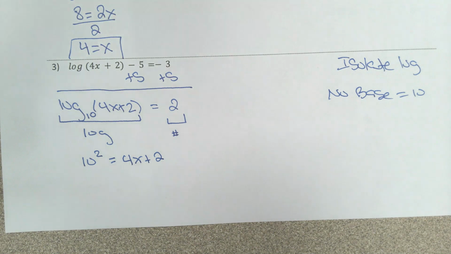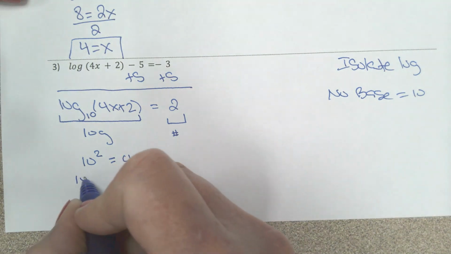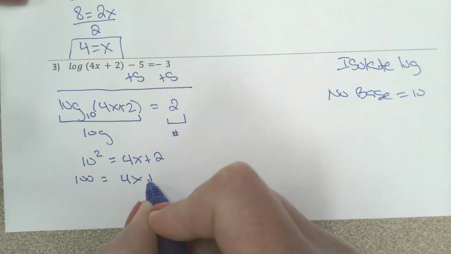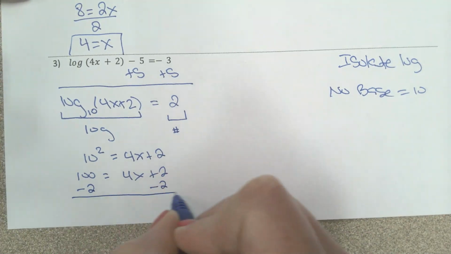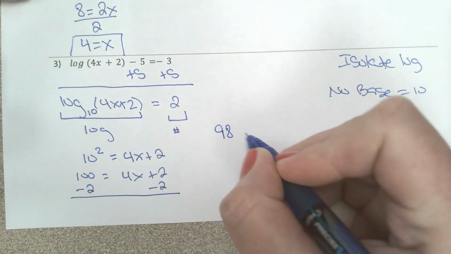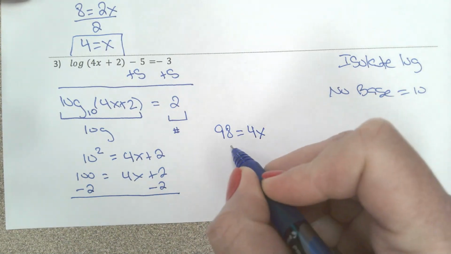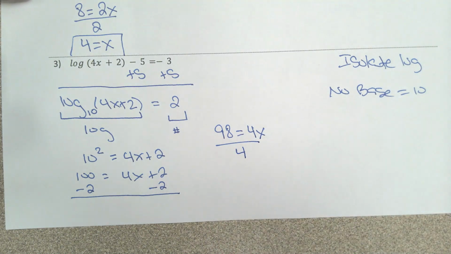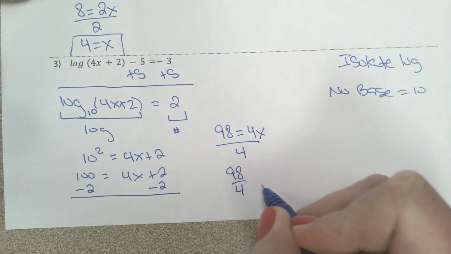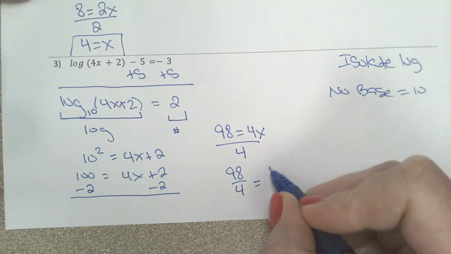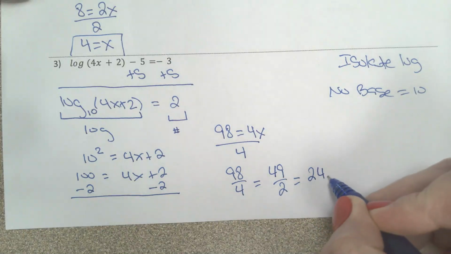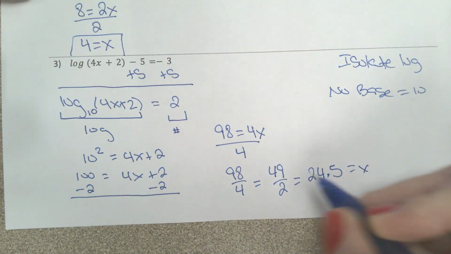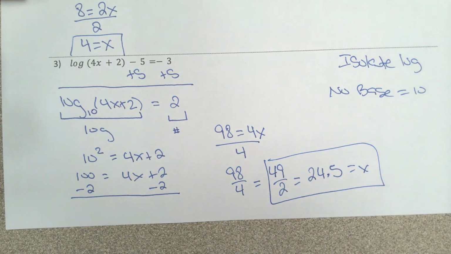And now I'm just going to do algebra and solve. 10 squared is 100. I need to solve for x, so I'm going to subtract 2 from both sides. I get 98 equals 4x. Divide everything by 4, and 98 fourths, if you had to reduce it, would be 49 halves. If decimal answers were acceptable, you would have 24.5. So that is your good final answer on that one.